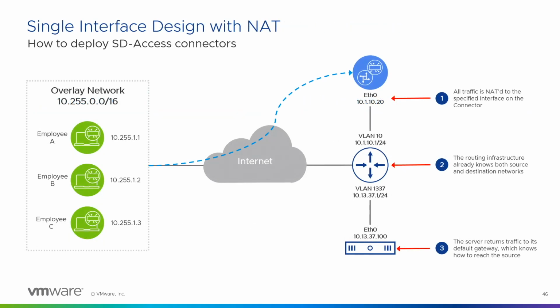So if we look at this from a deployment perspective, this is the first option here, first flavor: single interface design with NAT. Like I said, all traffic on the left, the overlay network, those employees A, B, C, are going to get NATed to that Ethernet 0 10.1.10.20 network. And then, assuming the routing infrastructure knows how to get back to that /24 subnet and how to forward to the target application, it's all done. A lot of times when customers do this, it's pretty quick to start connecting users to applications.